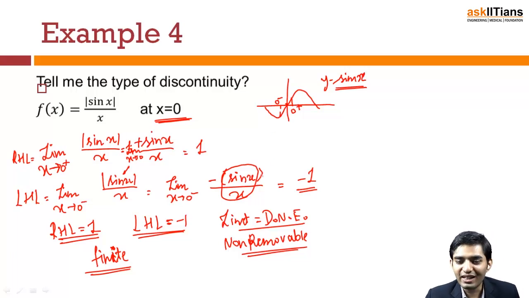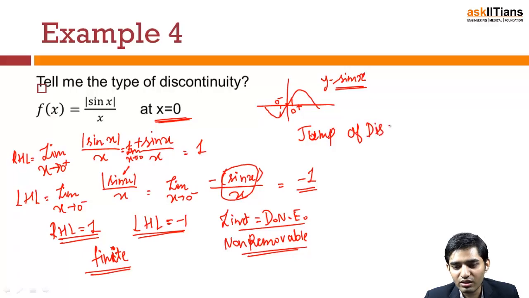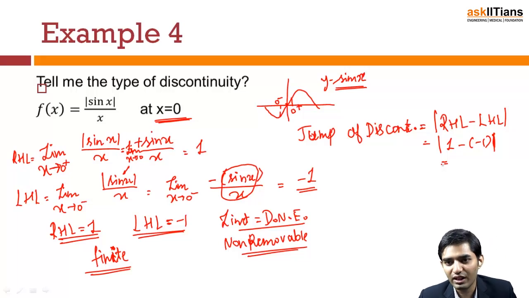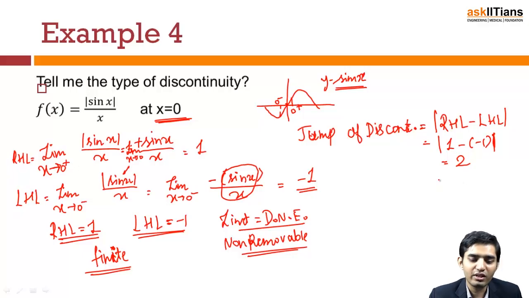And in finite type discontinuity, there is one more term which is defined, that I will write down here, which is called jump of discontinuity. And what is jump of discontinuity? Jump of discontinuity is nothing but mod of RHL minus LHL. Now mod of RHL minus LHL means mod of 1 minus minus 1. So whatever is the absolute difference between LHL and RHL, we will take mod also. So this will be nothing but 2. So jump of discontinuity is from minus 1 to 1, so jump is 2.